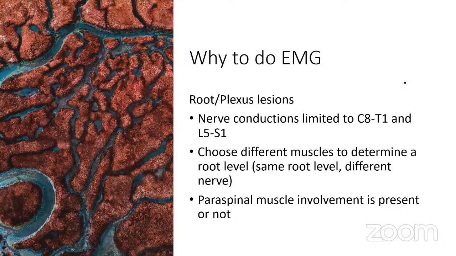And in the lower limb, similarly, what do you study? Common peroneal nerve and posterior tibial nerve, that is L5 S1. So other things are not studied there. What we have to do is choose different muscles to determine a root level. That means they should have the same root level, but different nerves. I'll give you some examples in the upper limb. Whether paraspinal muscle involvement is also present or not, you have to study.